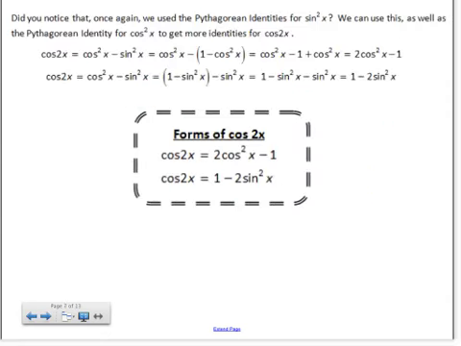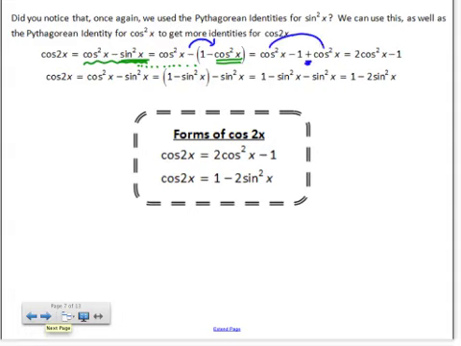Okay. All right, so did you notice that once again we use the Pythagorean identities for sine squared x and cosine squared x? We need to have those. We can use these as well as Pythagorean identities for cosine squared x to get more identities for cosine 2x. Instead of sine squared x, we can replace it with 1 minus cosine squared x, and now we have a bunch of cosine squared x's in there. And we're going to distribute the negative, and that makes the cosine squared x positive.